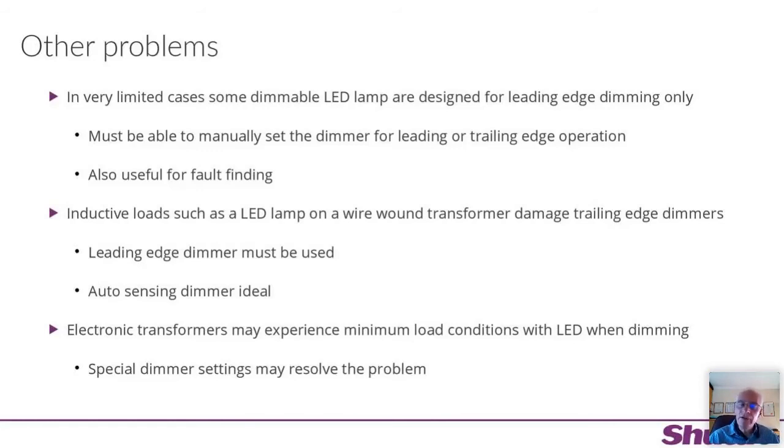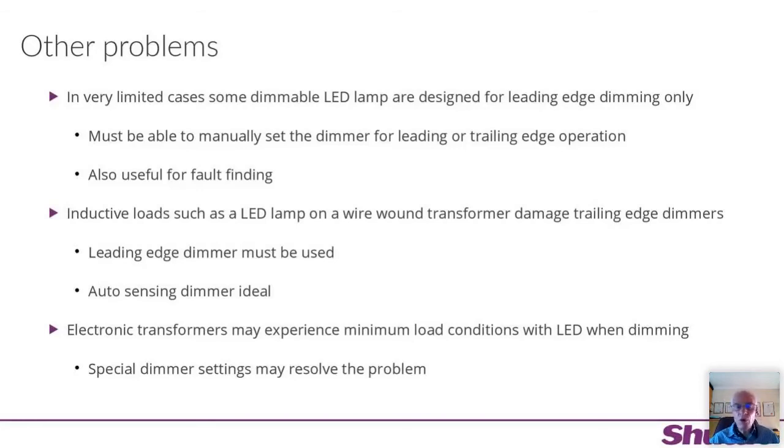The second one is a very important aspect. Inductive load, especially if you're using a low wattage lamp compared to a high VA rating of your transformer, let's say a 5-watt LED lamp on a 70 VA transformer, that inductive load will damage a trailing edge dimmer. That must be dimmed on a leading edge dimmer.